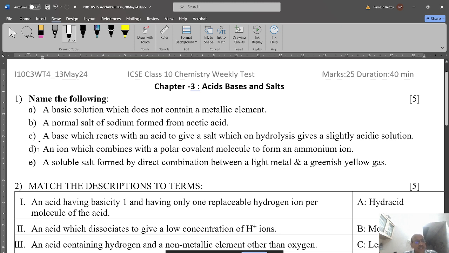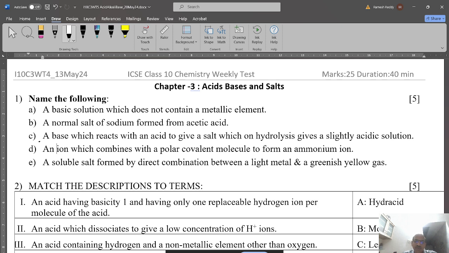Now next one, D. An ion which combines with a polar covalent molecule to form an ammonium ion. Which is that ion?